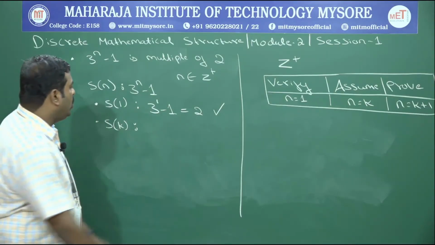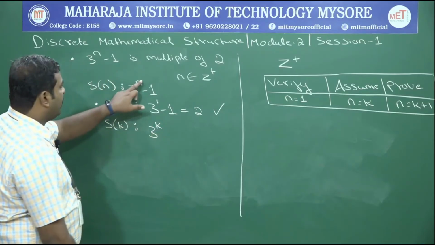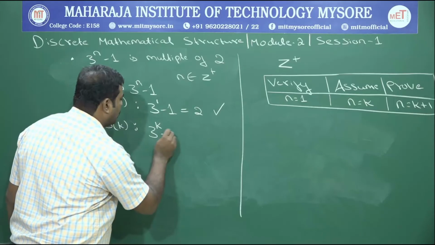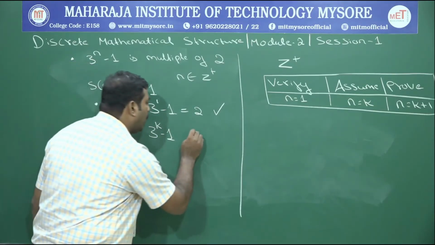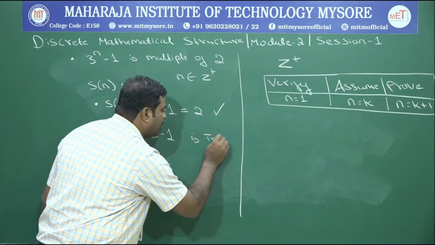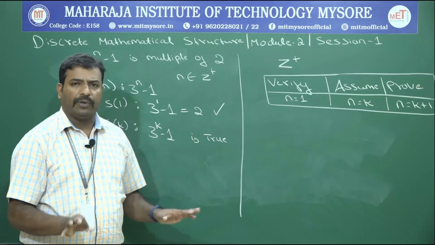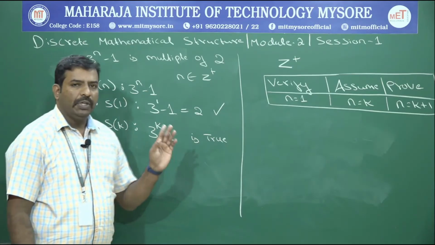So here I am going to assume that 3 to the power of k minus 1 will hold good, is true, because I am just replacing n with k. I am just making an assumption here. I am not testing, not verifying, not computing. I am just going to say this statement is going to be true.